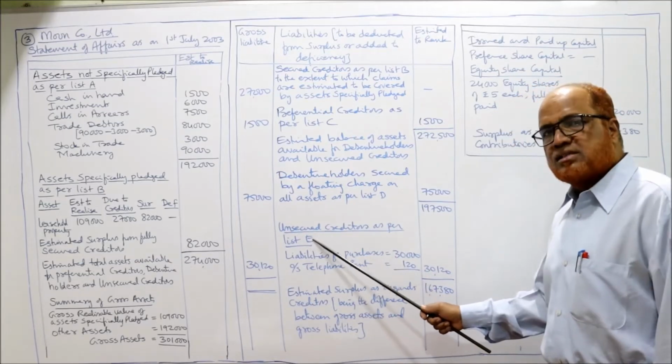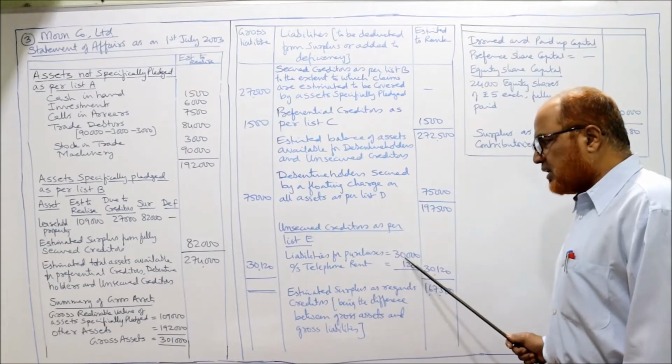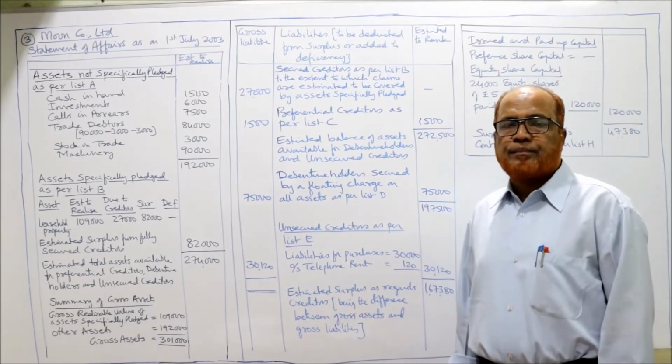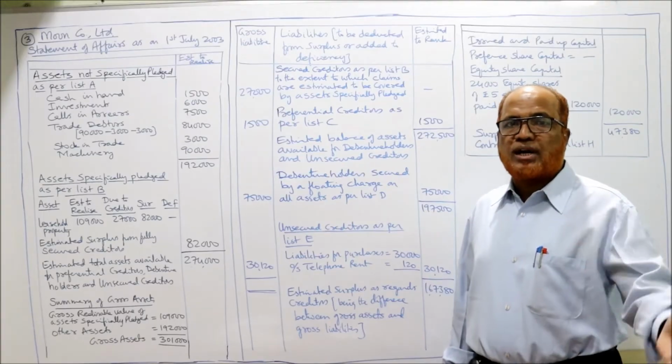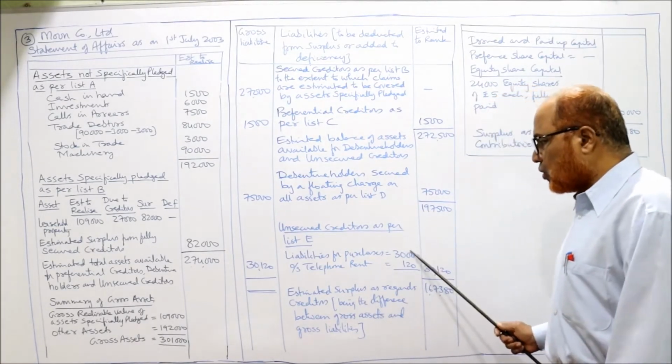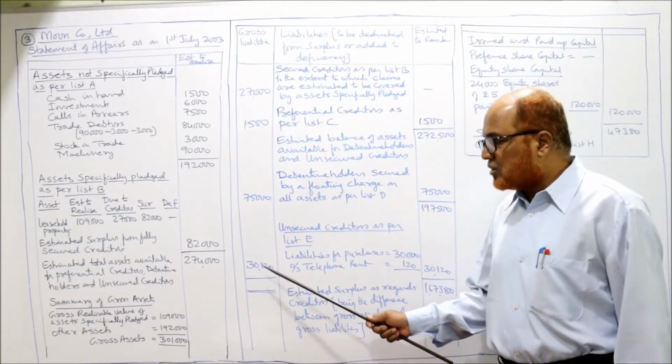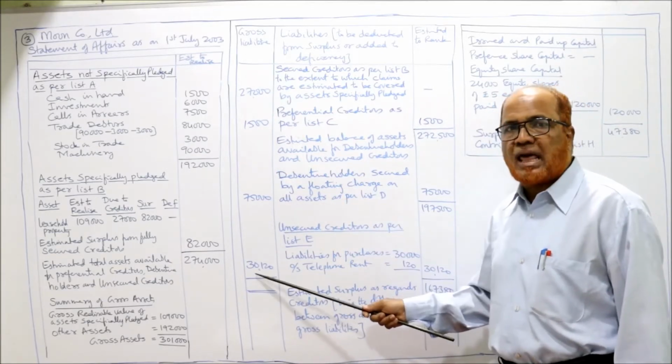Unsecured creditors as per listing. Liability for purchase is 30,000. Outstanding telephone rent given in the last line. लास्ट लाइन पे दिया है there is a outstanding telephone rent of 120. तो दोनों को मिला लो 30,120 is the estimated to rank and 30,120 should be taken under gross liability.